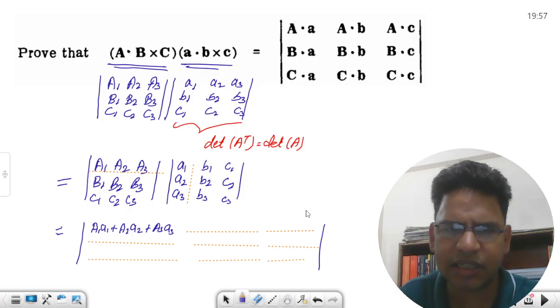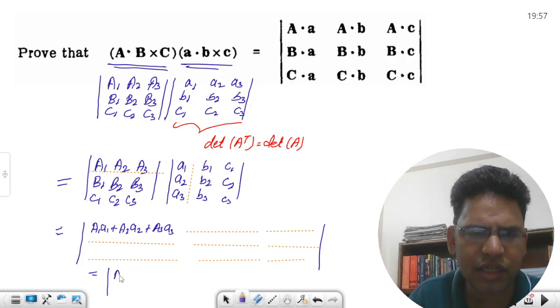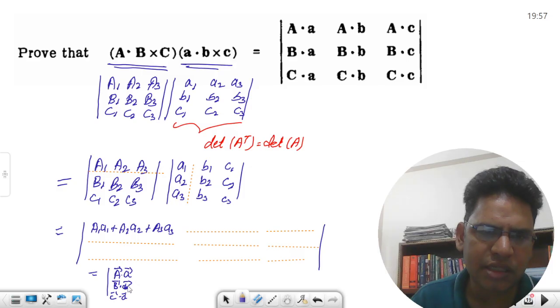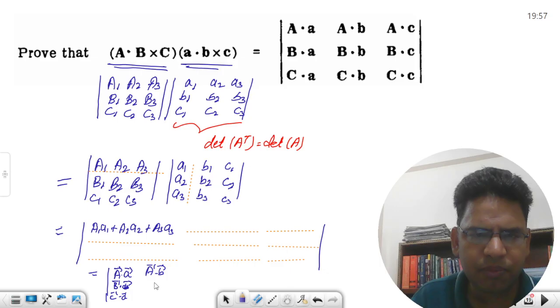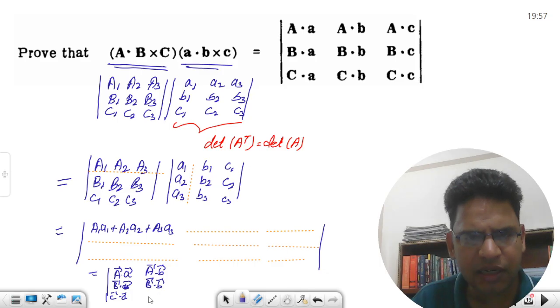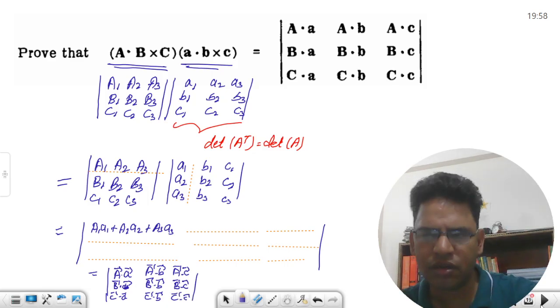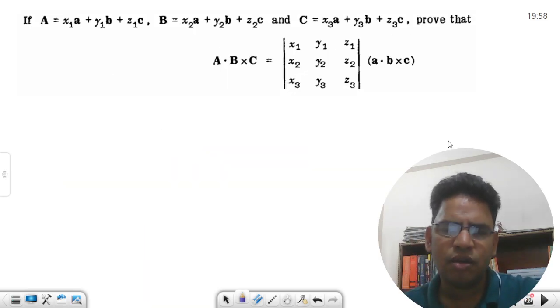There is a little space here, so you can easily find out. It is going to be a vector dot a vector, b vector dot a vector, c vector dot a vector. Okay, again a vector dot b vector, b vector dot b vector, c vector dot b vector, again a vector dot small c vector, b vector dot small c vector, c vector dot small c vector. Again, it is an interesting question. You are supposed to use the property of.